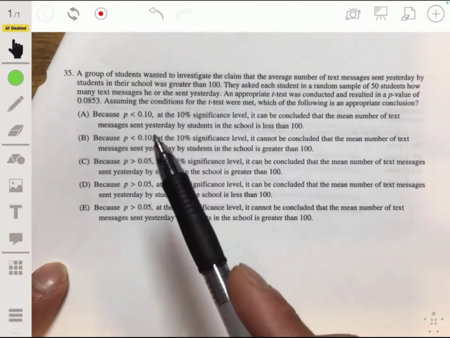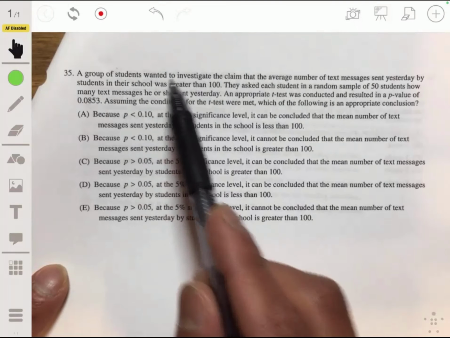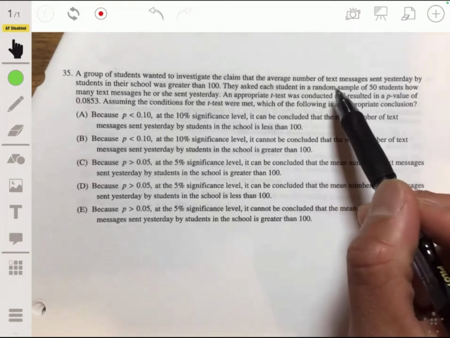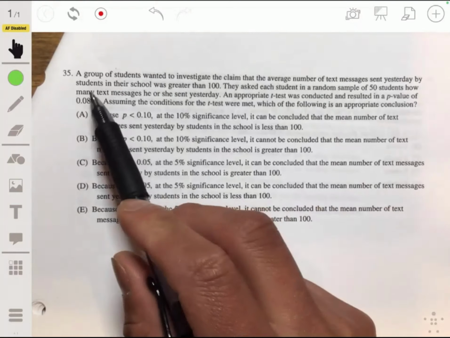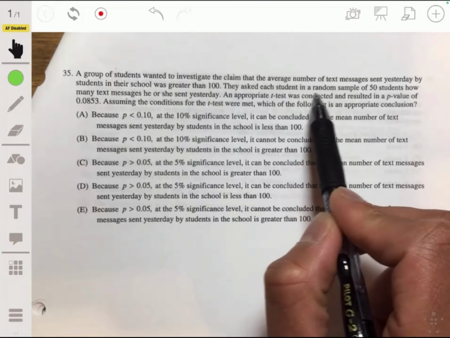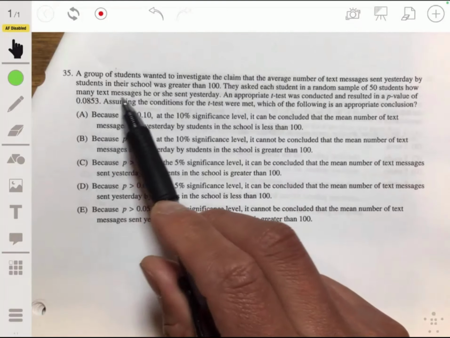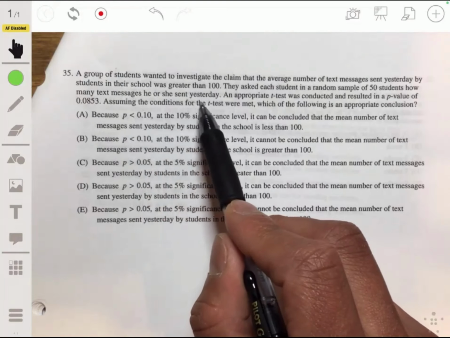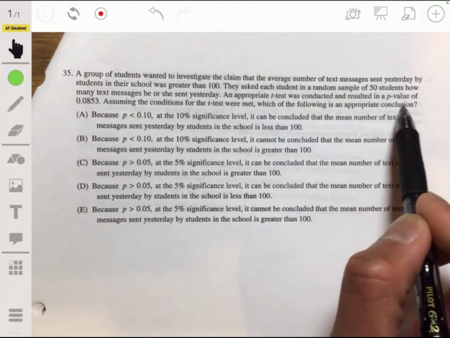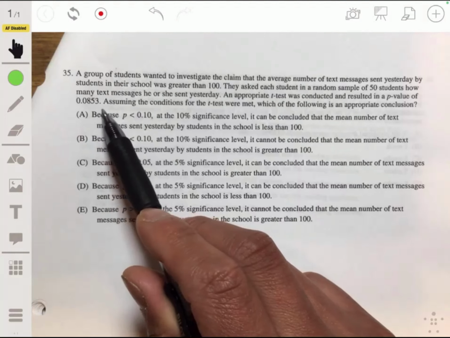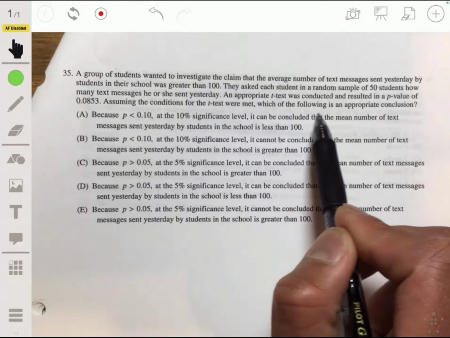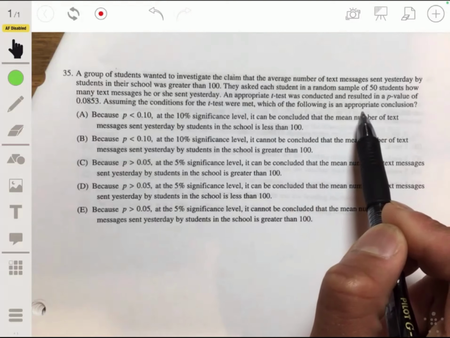(35) A group of students wanted to investigate the claim that the average number of text messages sent yesterday by students in their school was greater than 100. They asked each student in a random sample of 50 students how many text messages he or she sent yesterday. An appropriate t-test was conducted and resulted in a p-value of 0.0853. Assuming the conditions for the t-test were met, which of the following is an appropriate conclusion?